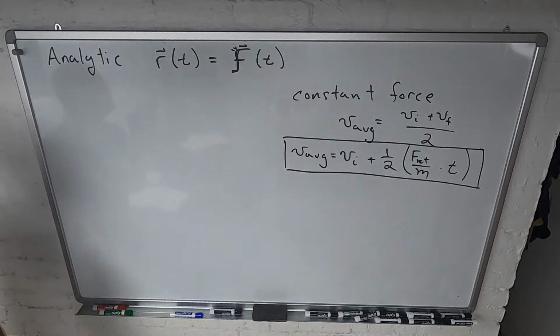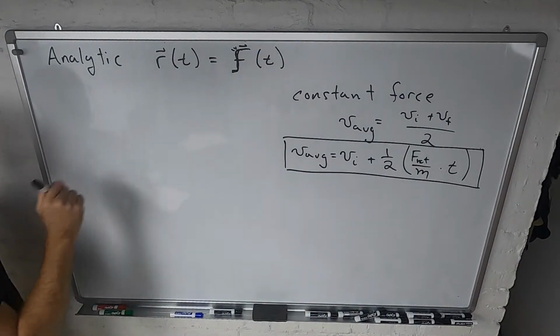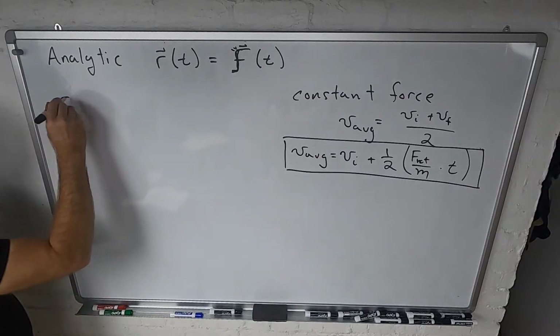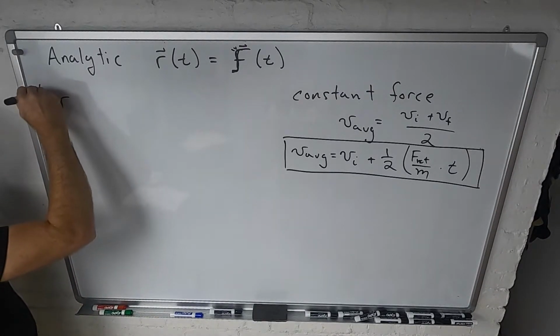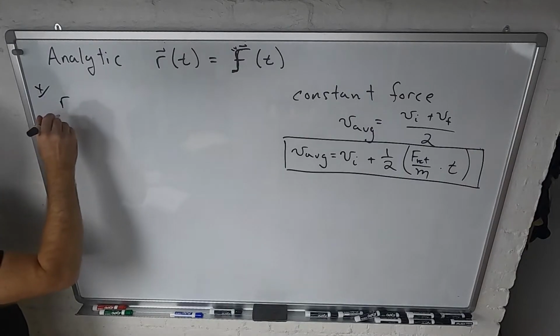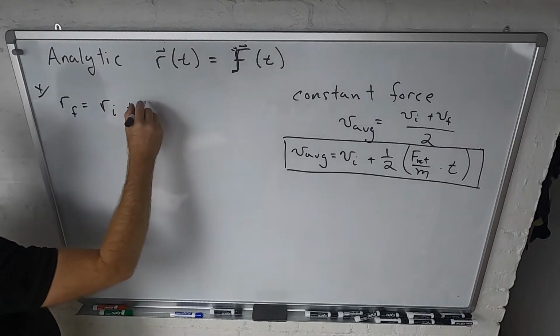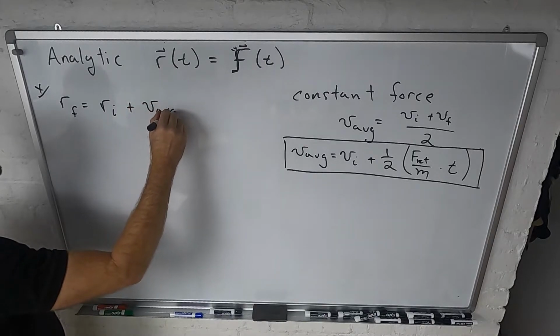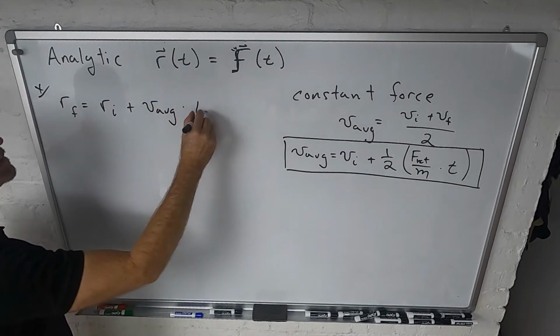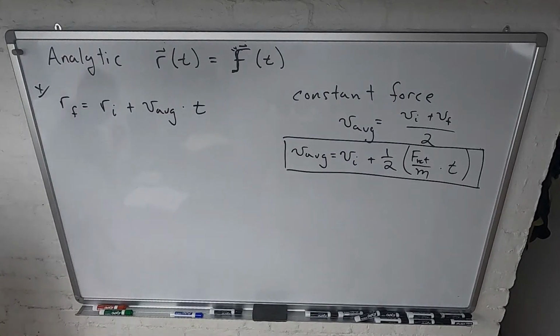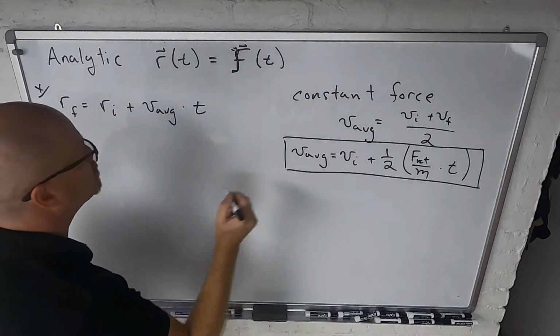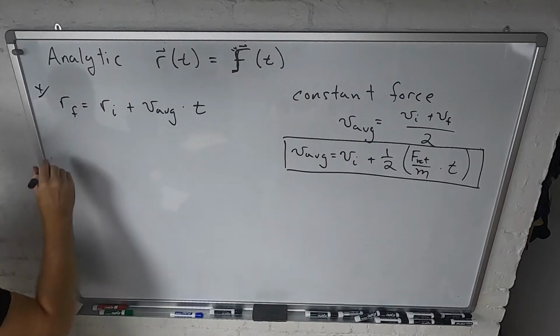And now I'm going to solve for the position as a function of time, right? This is what we want. We want R, this is again in the x direction, R final is equal to R initial plus V average times T. Okay, well let's plug in. Let's plug in our value of V average.